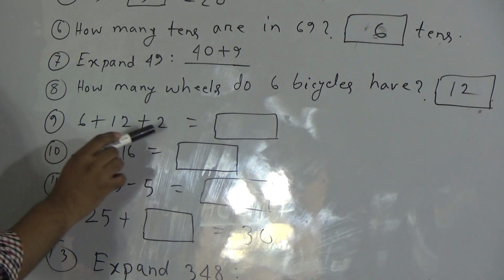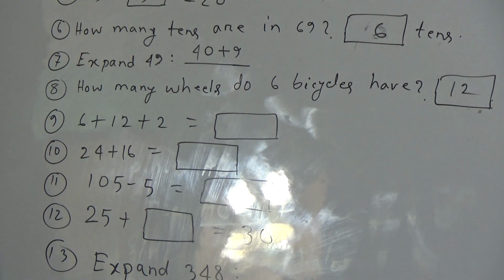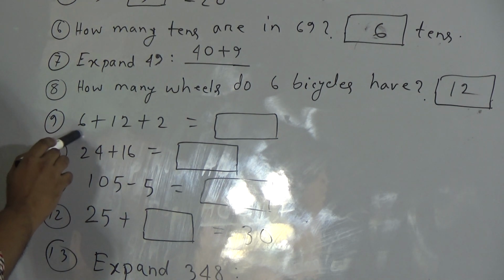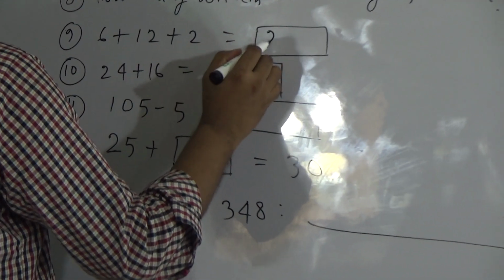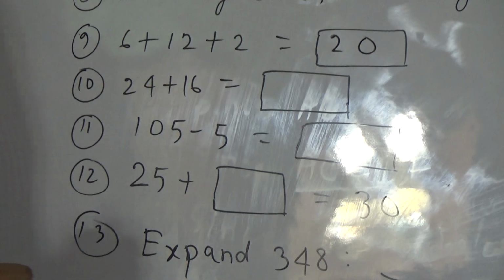Now 9 number, 6 plus 12 plus 2 equal to what? At first 6 plus 12, this is equal to 18, and 18 plus 2, this is equal to 20. So answer will be 20.